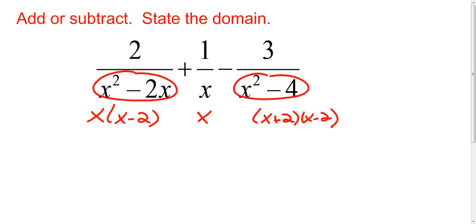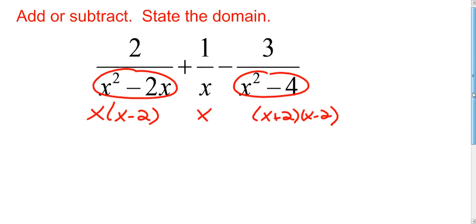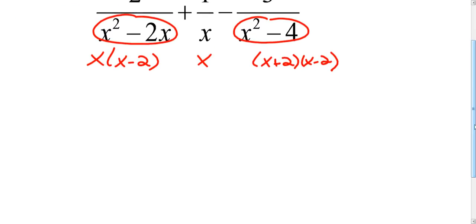Right away, I'm going to look at my denominators, and at what would make my denominator be 0, because any denominator anywhere along the way can't be 0. So I know right here that x can't be 0. I know right here that x can't be 2. And I know right here that x can't be negative 2. That covers all of those. So in the end, I'm going to need to have those restrictions on there.